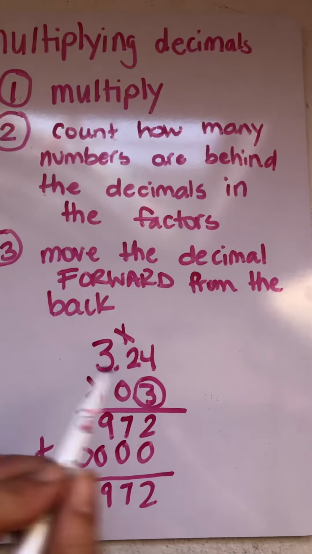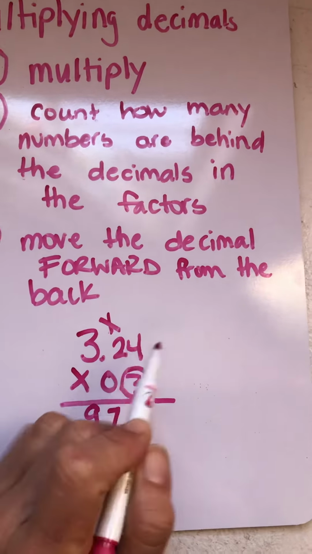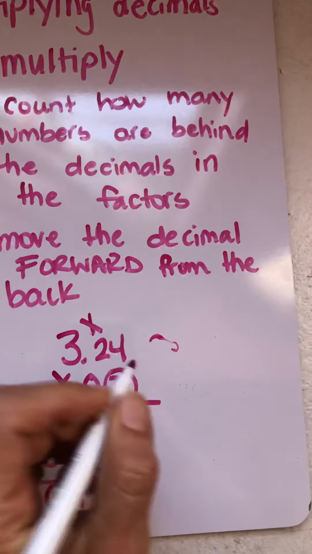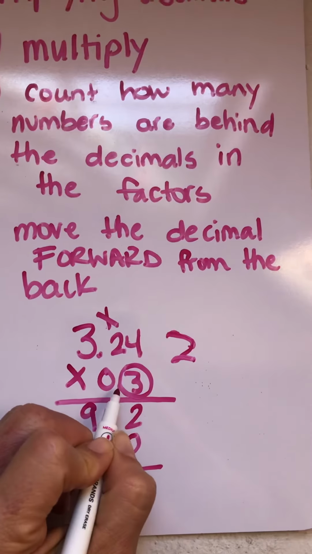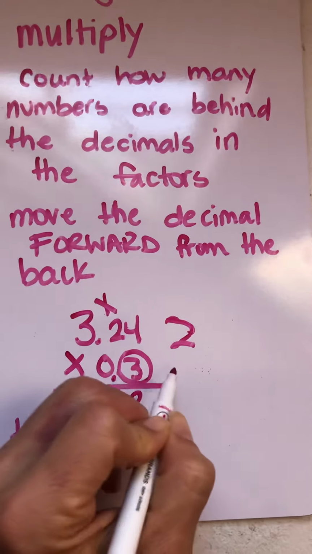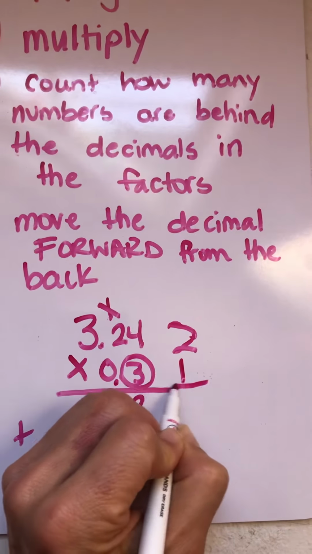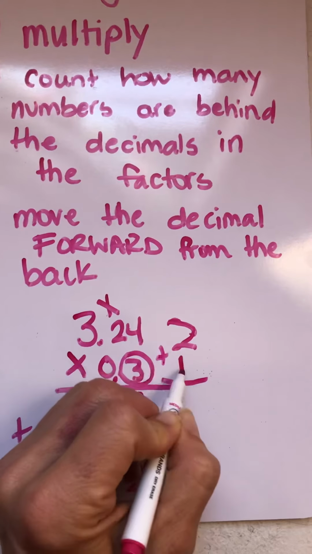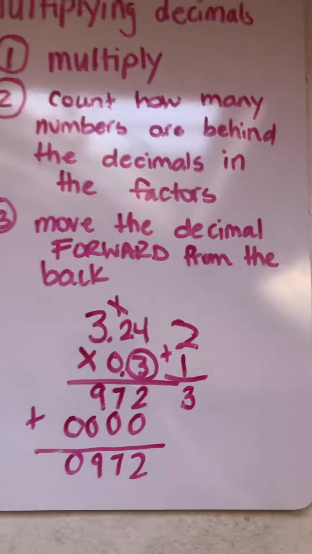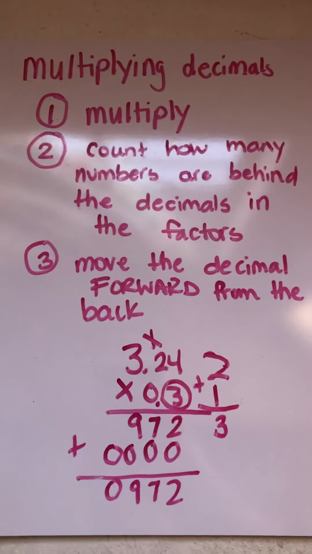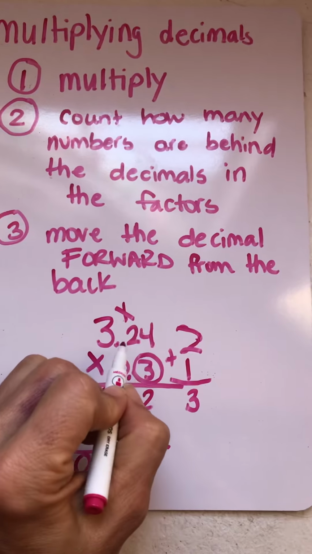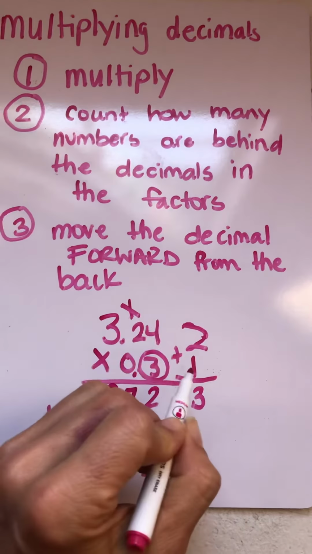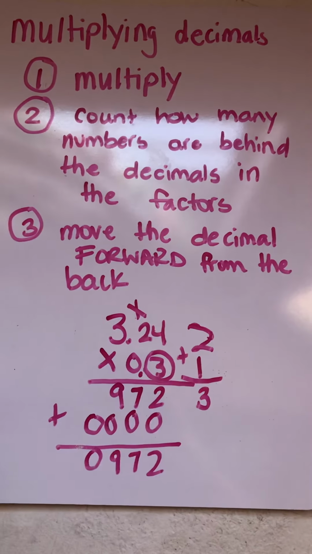So I'm going to go back to my problem. This has 2 digits behind the decimal. This one had a decimal right here, and this one has 1 digit behind the decimal. I'm going to add those numbers up. 2 plus 1 is 3, and that tells me for step 2 how many times I have to move it. So I got 2 because there's 2 numbers behind this decimal, and 1 because there's 1 number behind the decimal.